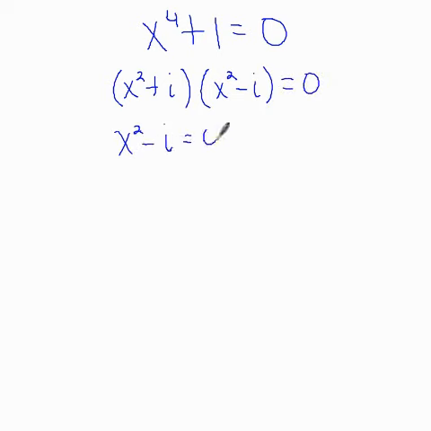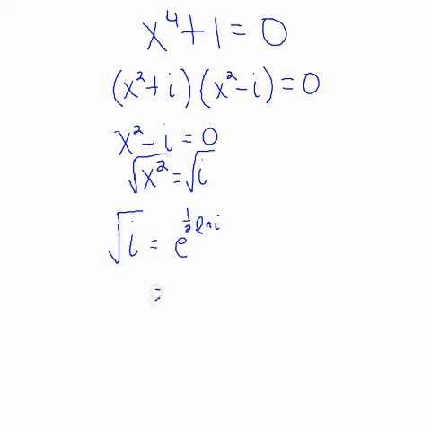x squared minus i equals 0. That means x squared equals i. And then when we square root, what is the square root of i? Well, let's go ahead and use our polar form. We've got i would be equal to e to the natural log of i, and we're square rooting this, so that would be times 1/2 here. Now the natural log of i would give us pi over 2i.